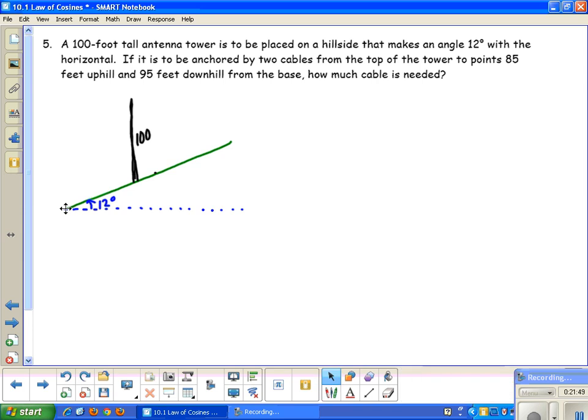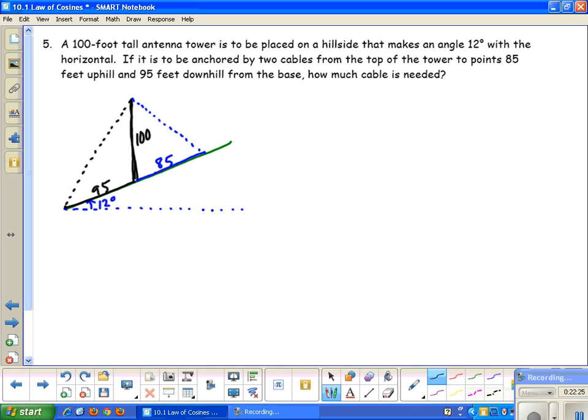And we know that we're going to place a cable 85 feet uphill. So from here to here, this is my cable. So this is 85 feet uphill. And then downhill, which would be this length right here, is going to be 95 feet. Now we want to figure out how much cable is needed. So we need to figure out this length here for the cable and the length at the top for the cable.